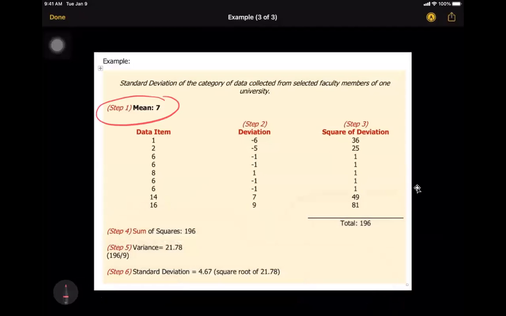If you've noticed, the data items here are in an array, but you have to include each number whether they are repeated or not. So it has to be listed: 1, 2, 6, 6, and so on. For step two, you compute the deviation between each respondent and the mean. So 1 minus 7, where 7 is your mean, gives you -6. You do that for the rest. Then you square the deviation. That's step three, so technically you come up with all positive values.